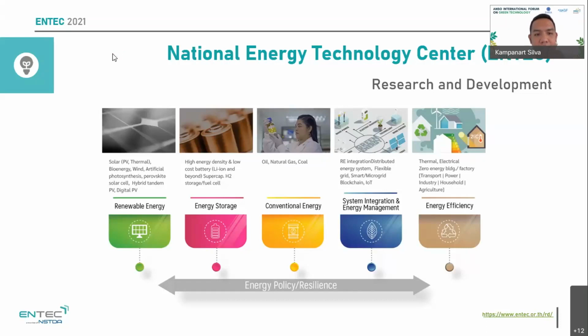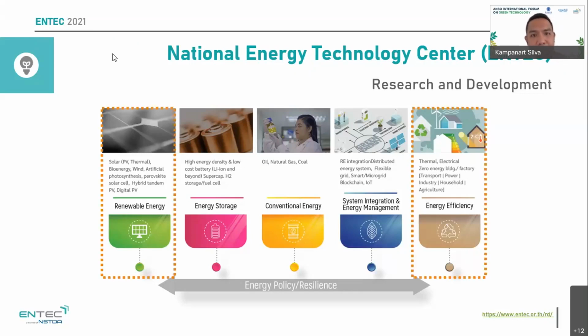And you see the last one, it's like the arrow underneath. It's actually energy policy and energy resilience, because we thought that, well, to bring all this research and development into practice, we need good support from the policy makers, and also we need good support from all the decision makers. And I will come back to this a little while later.